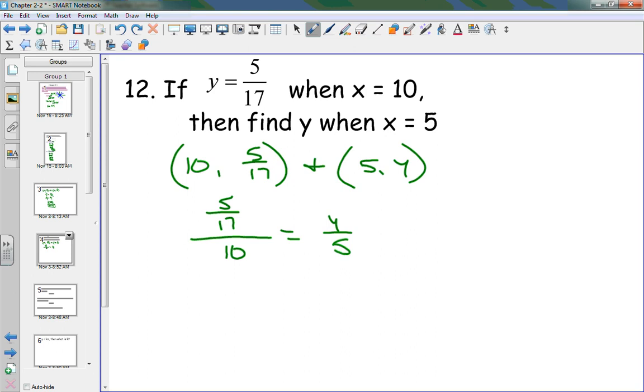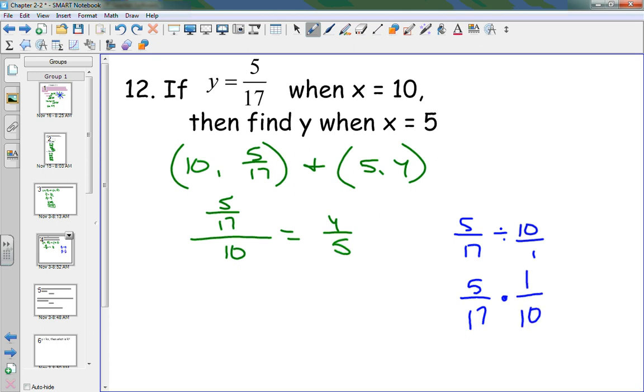Put the 10 over 1. I'm going to do a little sidebar here. I'm going to say 5 over 17 divided by 10 over 1. Do we see that? Because I want a fraction divided by a fraction. Because when you take a fraction and divide it by a fraction, what are you actually doing? You're multiplying by the reciprocal. So I have 5 over 17 times the reciprocal of 10 over 1, which is 1 over 10.